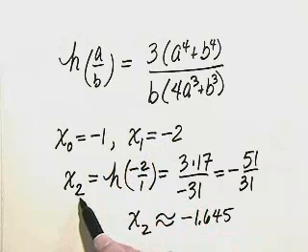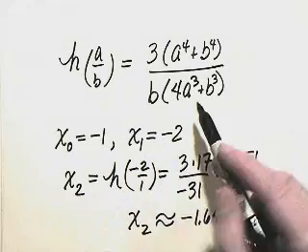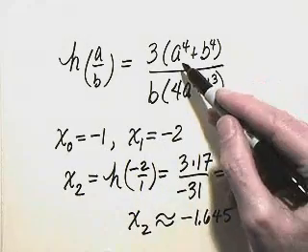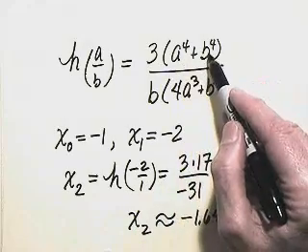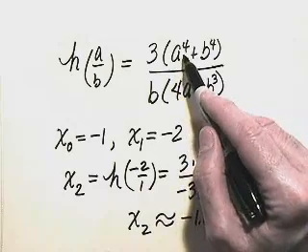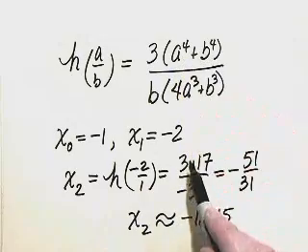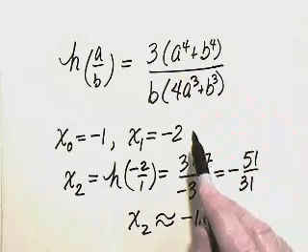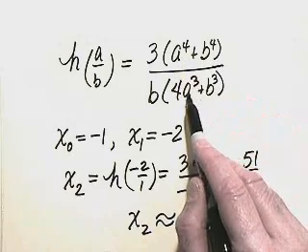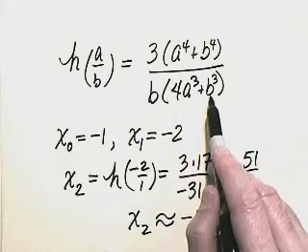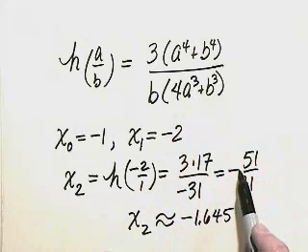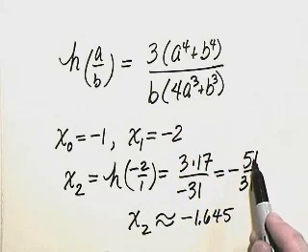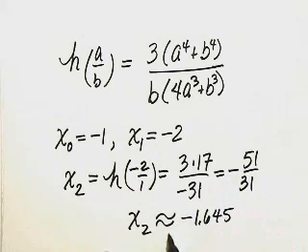And so x2 is h of negative 2 over 1. So our b is 1 and a is negative 2. So when we calculate a to the fourth plus 1, negative 2 to the fourth is 16, plus 1 is 17, so the numerator is 3 times 17, whereas negative 2 cubed is negative 8 times 4 is negative 32, plus 1 is negative 31. So our new denominator is negative 31, and so we get as our second approximation, in this case, negative 51 over 31, which is approximately negative 1.645.